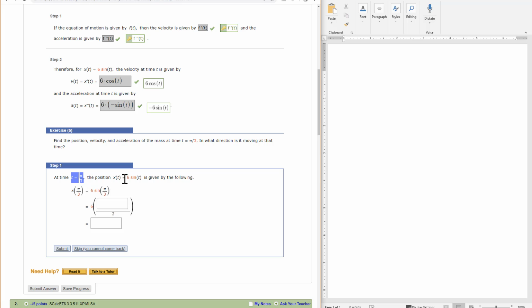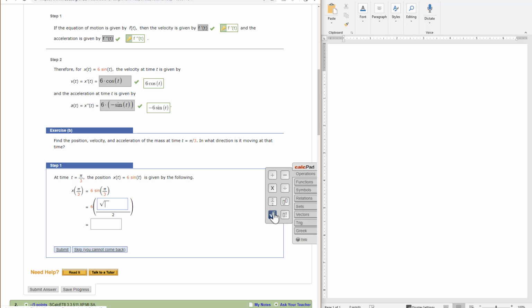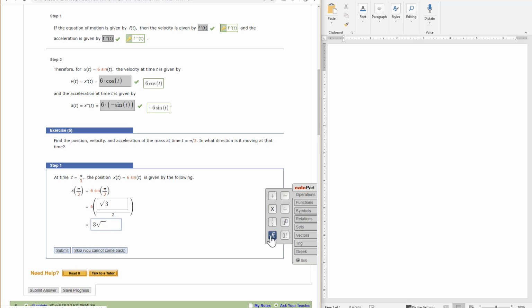So the position function is 6 sine t, and so we want to put pi over 3 in for t, and so that's x of pi over 3 is equal to 6 times sine of pi over 3. What's the sine of pi over 3? The sine of pi over 3 is root 3 over 2. So we'll put root 3 over 2 there. And here it looks like we just want to simplify. 6 goes into 2 3 times. So we have 3 root 3 for our position.